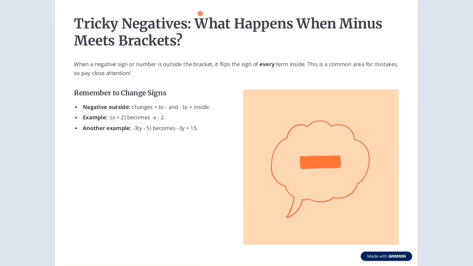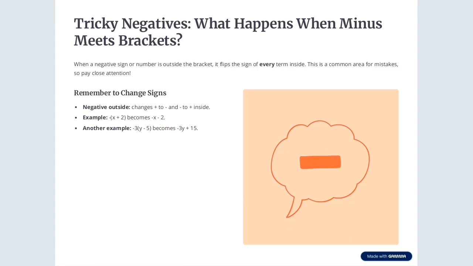Now, tricky negatives. What happens when minus meets bracket? Now, that's something to take note of. Can you go ahead and read this? When a negative sign or number is outside the bracket, it flips the sign of every term inside. This is a common area for mistakes, so pay close attention. Anytime you have a negative number or a negative sign immediately outside the bracket, in removing the bracket, that negative sign changes all the signs inside the bracket.